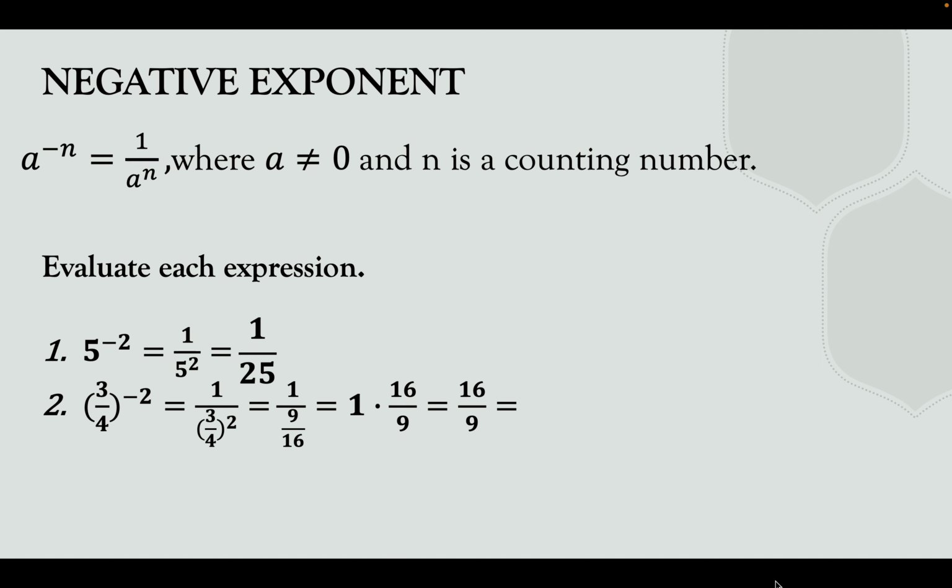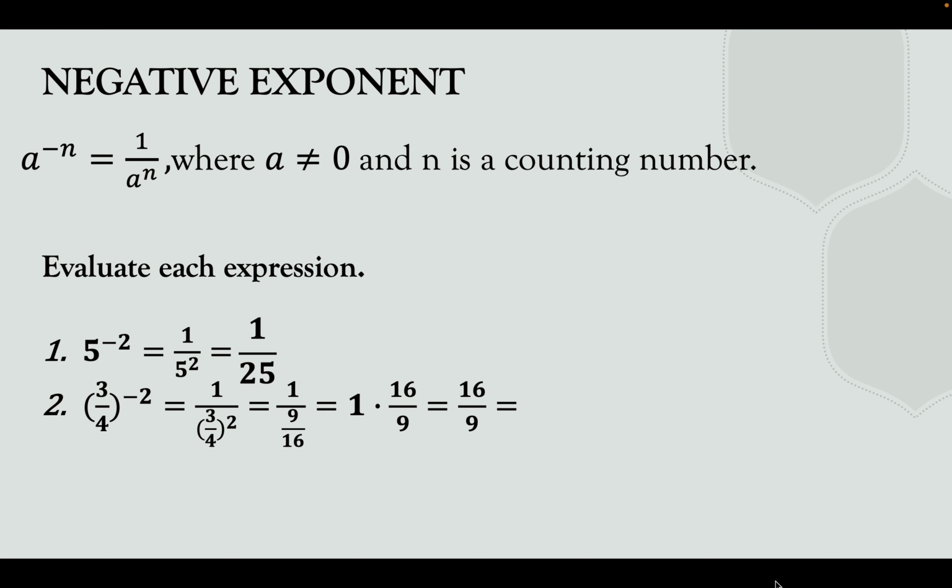Another example, we have 3 over 4 raised to negative 2. So you just change that one into 1 over 3 over 4 raised to positive 2. Now you just need to simplify the denominator. By raising a quotient to a power, 3 raised to 2 is 9, 4 raised to 2 is 16, so we have 1 over 9 over 16.